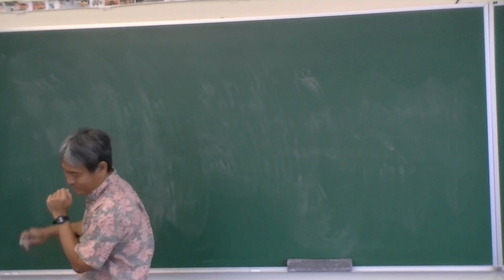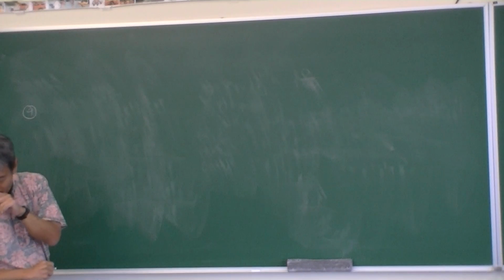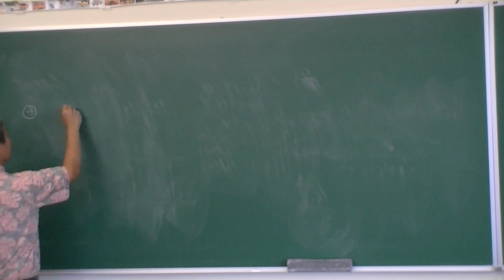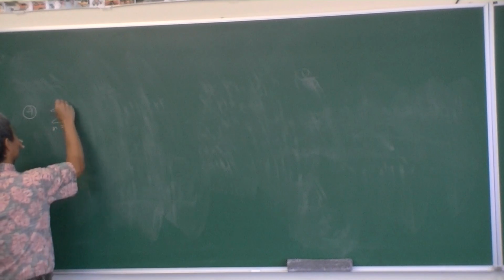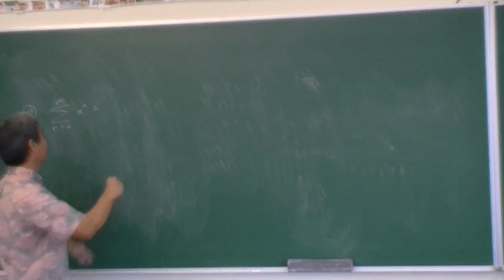Okay, number 4. This looks like a potential quiz problem. For what values of x is the sum from n equals 2 to infinity of x to the n equal to 1?